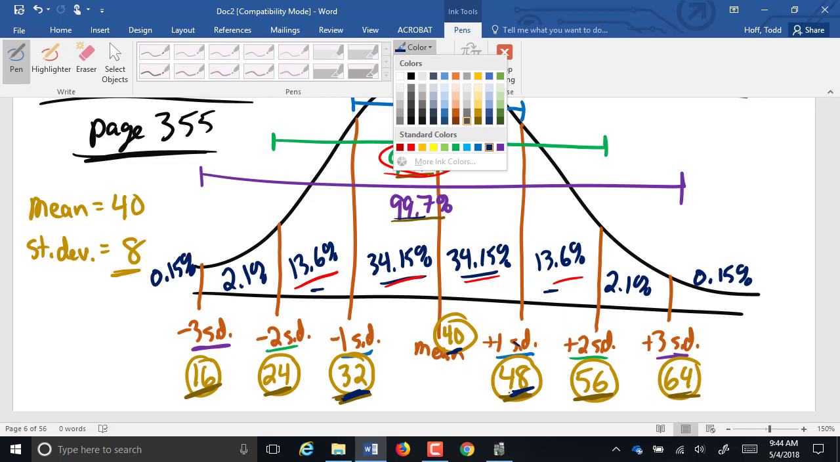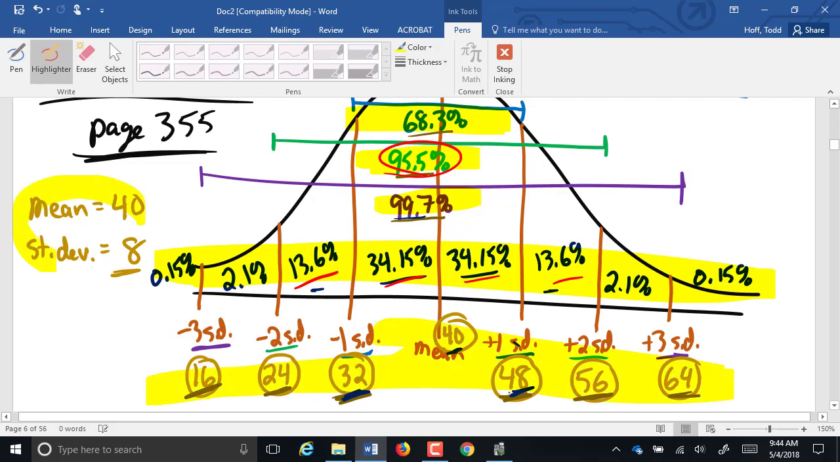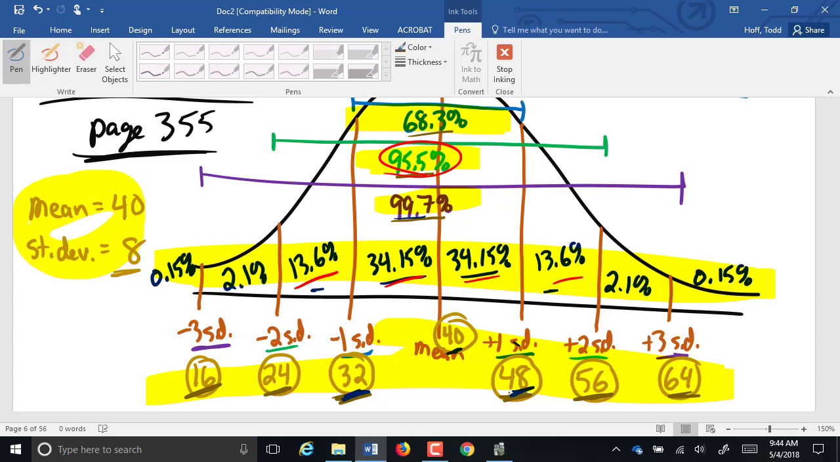Now, in this setup, when we have a normally distributed set of data, these numbers up here, these percents, don't change. I could use these percents or those; those are just 2 different ways of writing the same percents. These numbers down here change for every set of data based on the mean and standard deviation. Does that make sense?